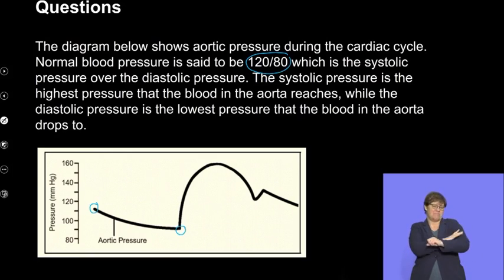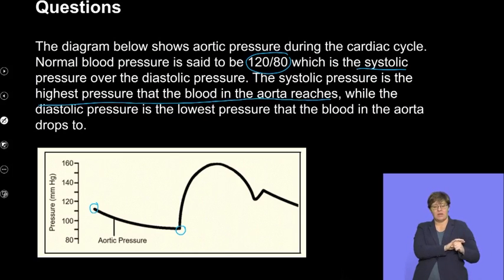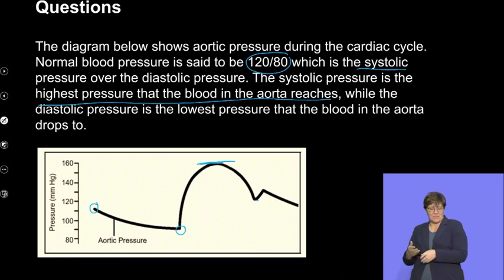So what it is basically, as we said, is your systolic, when your heart contracts, and then your heart at rest. The systolic pressure is the highest pressure that the blood in the aorta reaches. So that's going to be over here. While the diastolic pressure is the lowest pressure that the blood in the aorta reaches. So we're going to look at that one. That's going to be a normal one, but have a look here. We're going to have a high one. While the diastolic pressure is the lowest that the blood drops to.